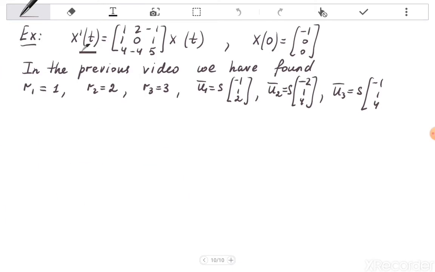For example, we are given this homogeneous system and also the initial value. So let's solve this initial value problem. And this matrix is exactly the matrix that we considered in the previous video, and we already found eigenvalues and eigenvectors for this matrix. Let's now write the general solution for the system and then apply the initial value to find precise constants.